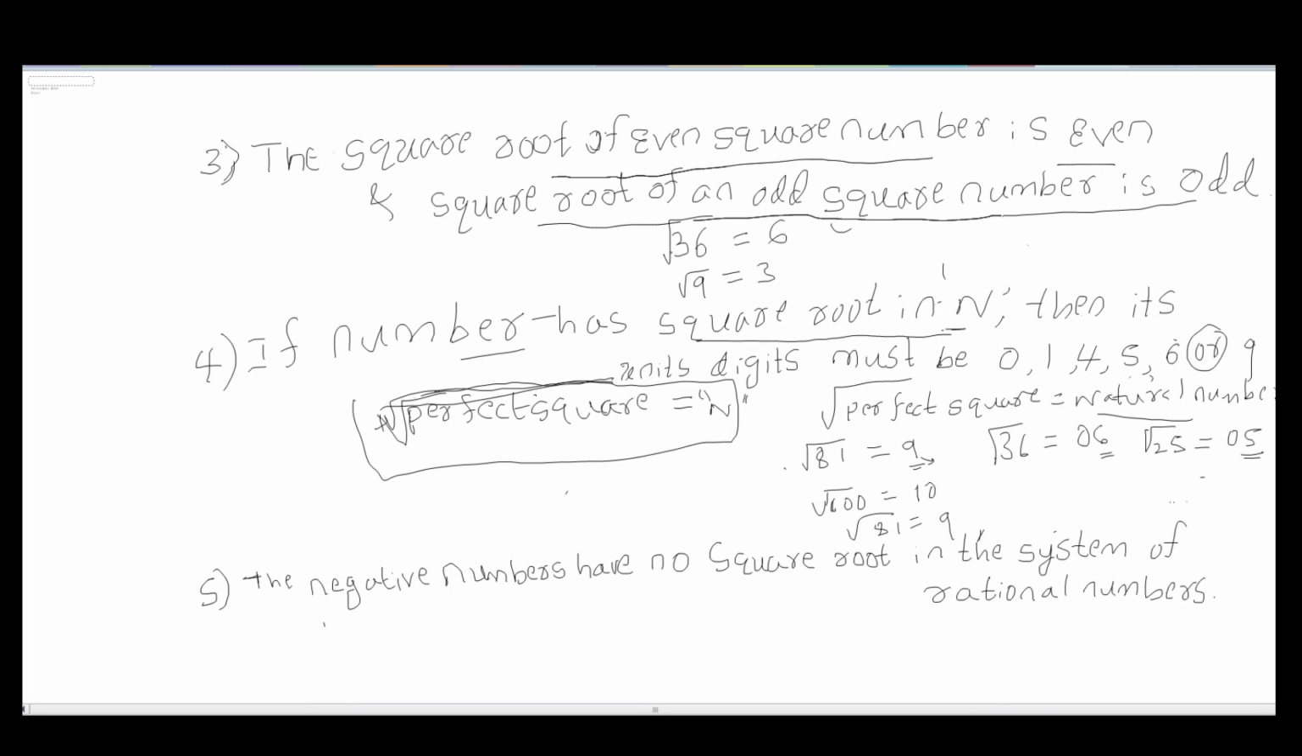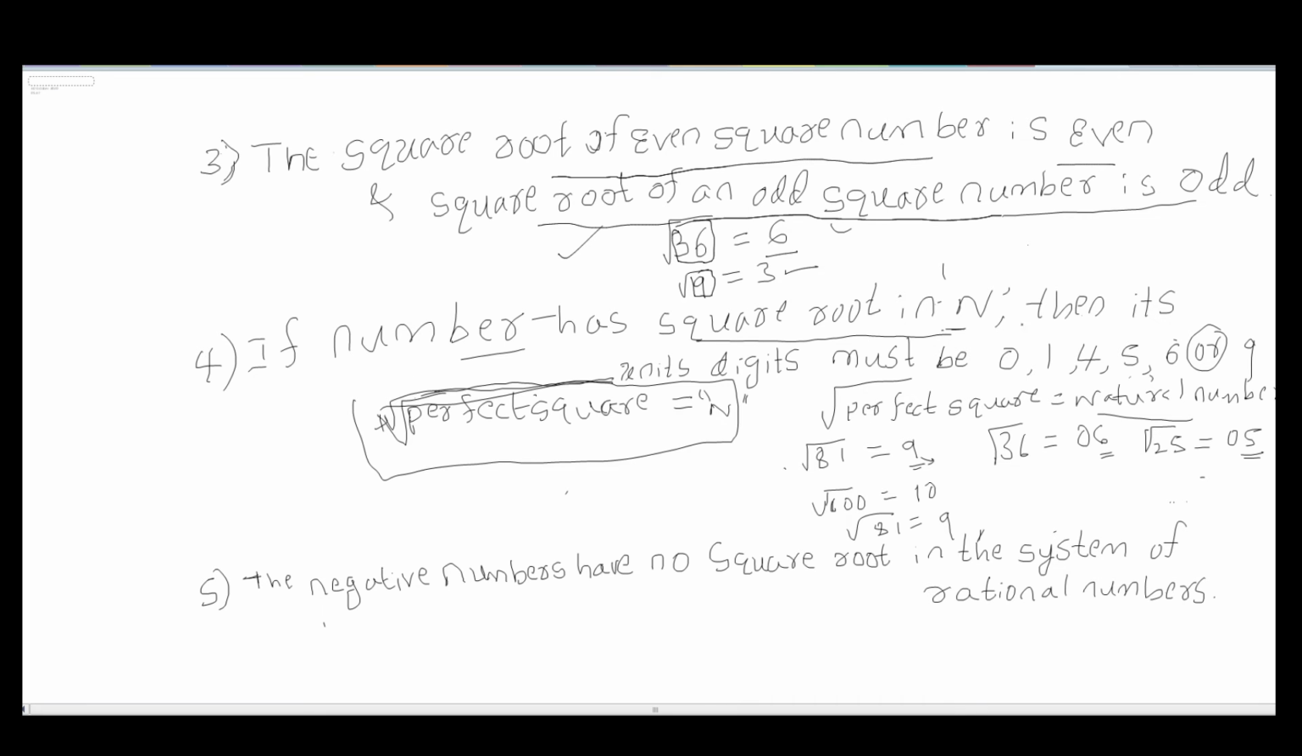For example, 36 is an even square number. The square root of this is also even. 9 is an odd square number. If the square root is taken, you get an odd number. By example, you can easily understand.